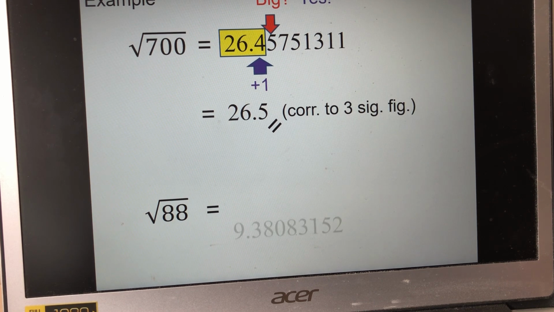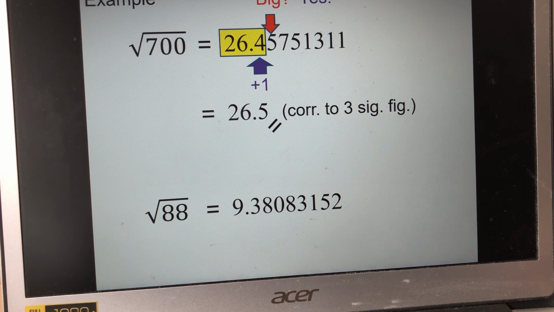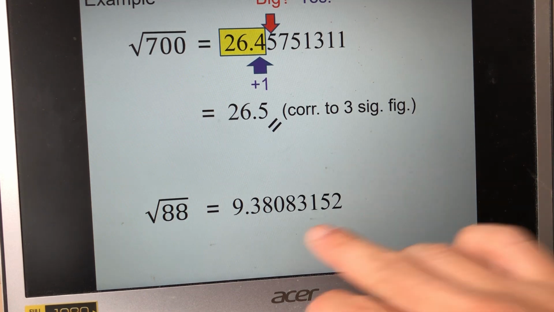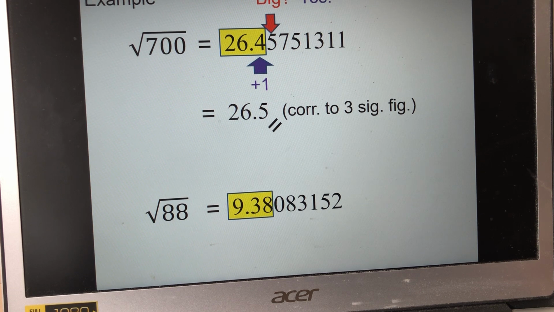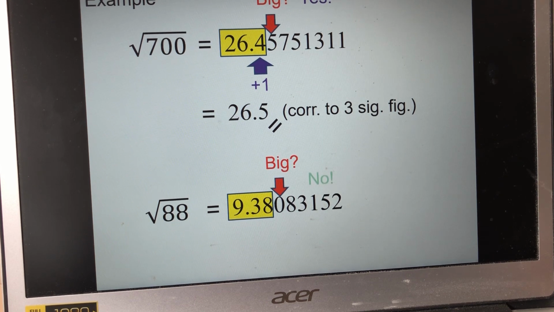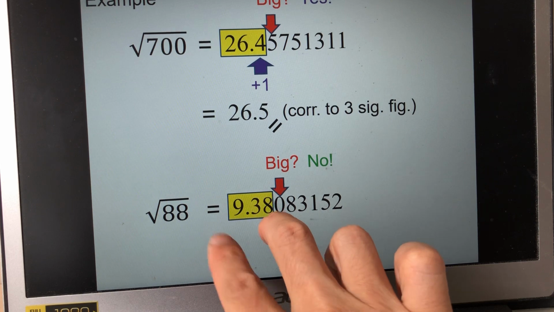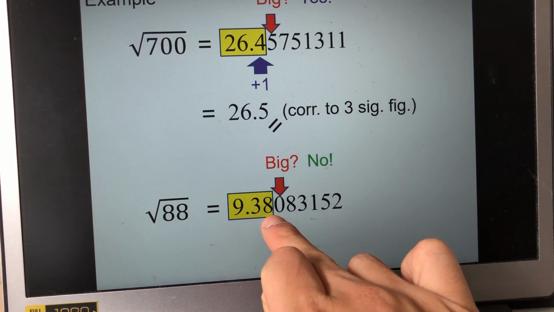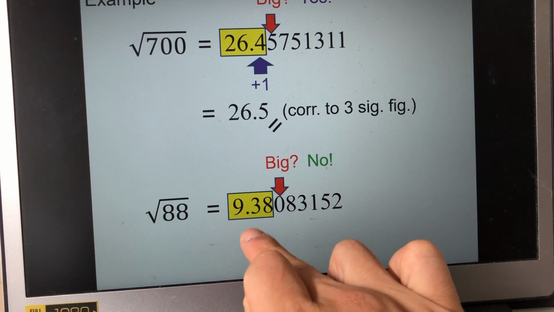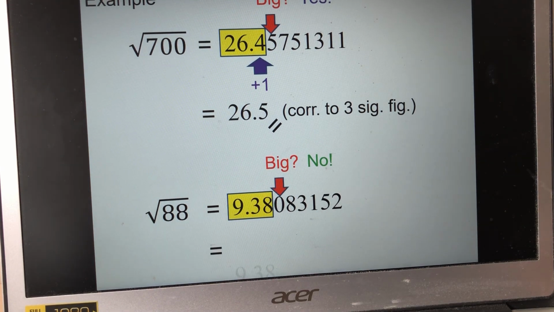What about 88? Square root of 88. Use your calculator. You may find 9.3808315. If you have to give your answer in 3 significant figures, that means we need to use the first 3 numbers, 1, 2, 3. And then let's check the next number. Is this big enough? Obviously no, 0 is less than 5. So what should be our final answer? Yes, because it is no, we do not need to add 1. Therefore, our number should be just 9.38.